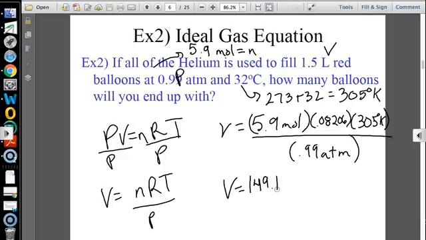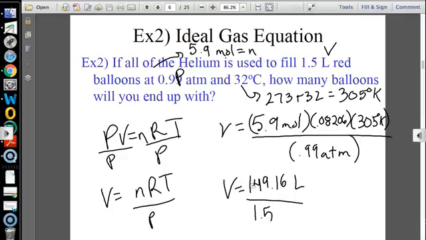I'm not done yet, so I'm not worried about my sig figs yet. Okay. My overall volume is 149 liters, and I have balloons that will hold 1.5 liters. So what mathematical operation do I need to do now? Yeah. I'm going to take that number and divide by 1.5, and then I will know how many balloons. And so, you guys, mental math time.